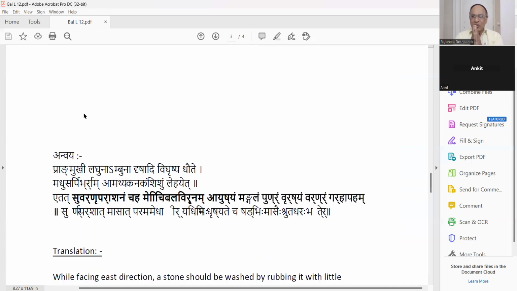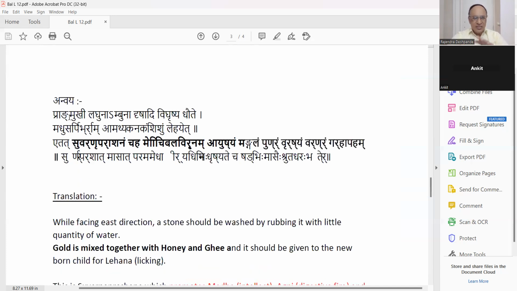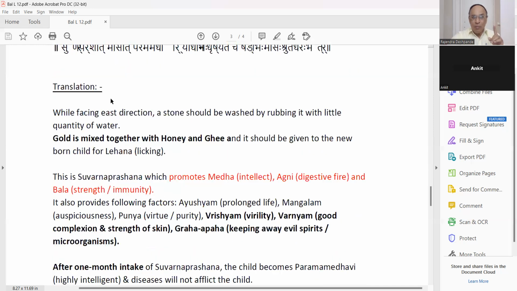So kindly excuse me for this printing mistake. These Sanskrit lines are distorted. Marathi lines are distorted. So kindly excuse me. But we will concentrate on the proper translation.